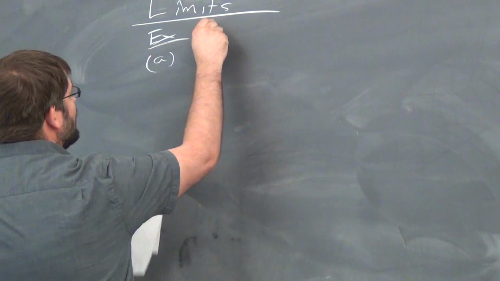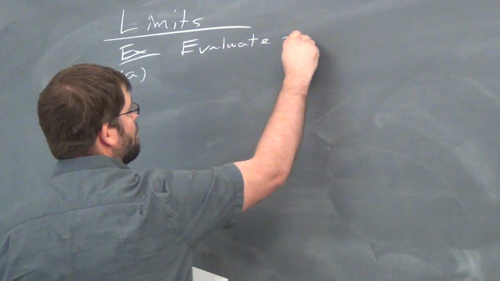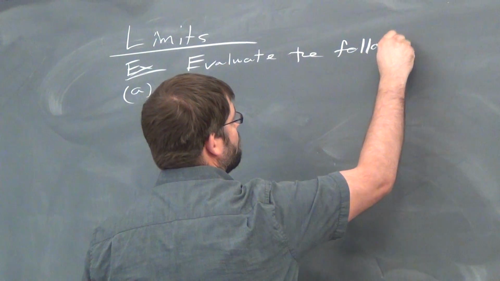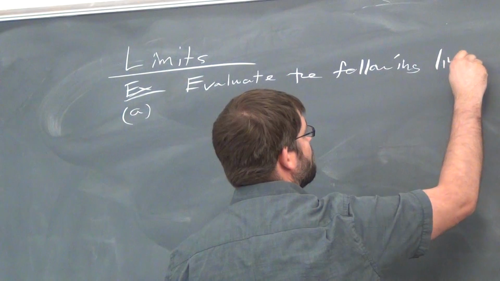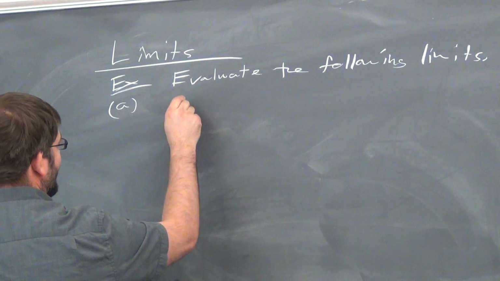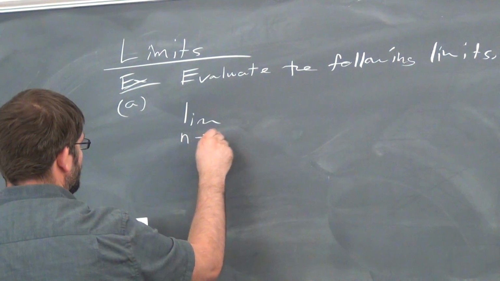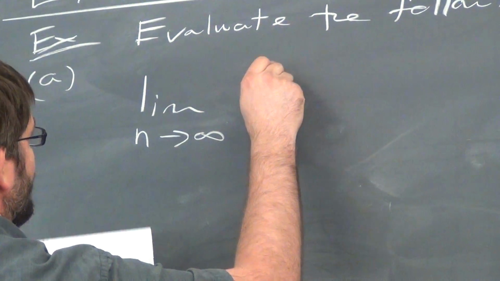discussion, I guess. So let's just say this: evaluate the following limits. And again, they're all going to be limits as n goes off to infinity. And so I'm just going to write some of these up.